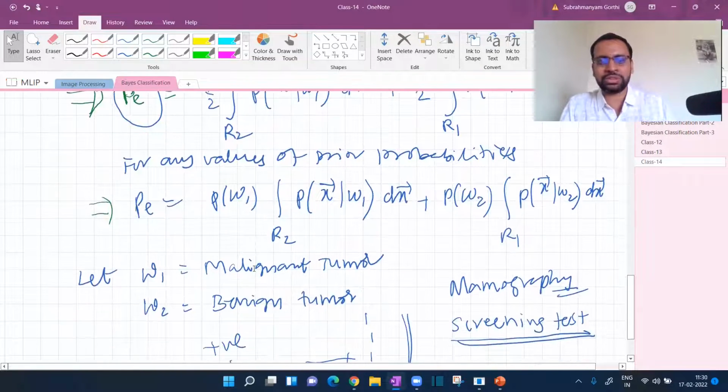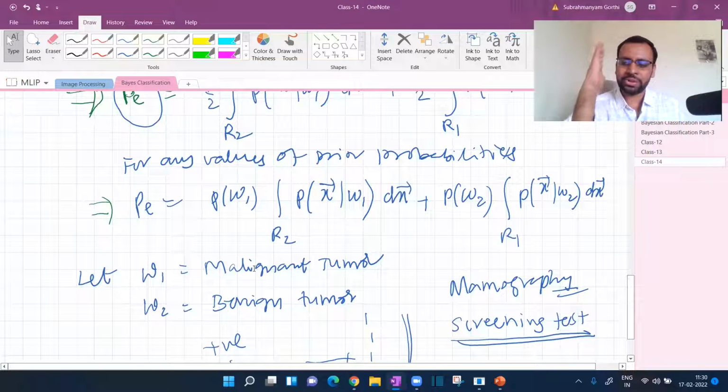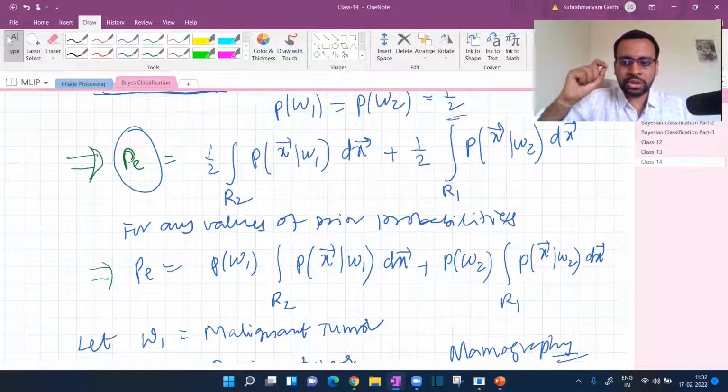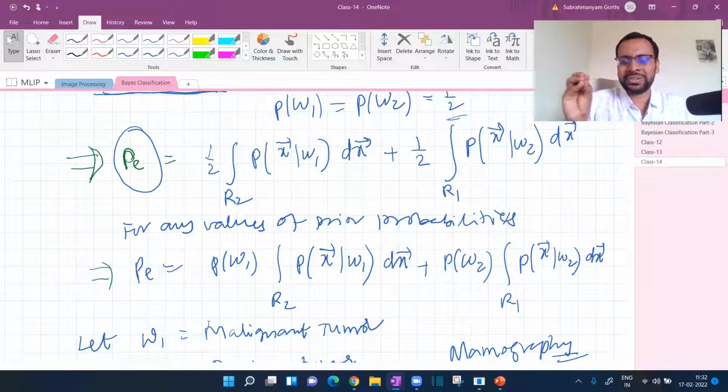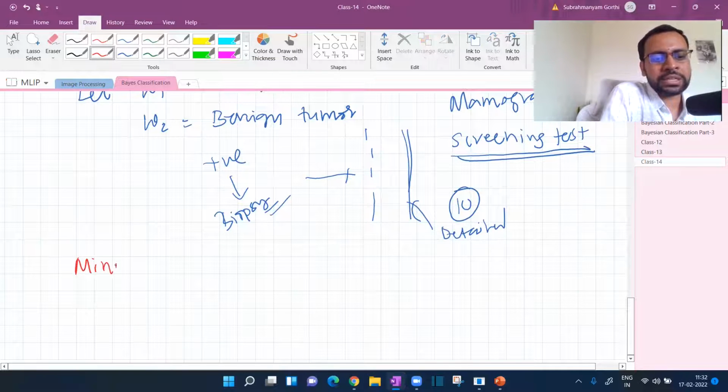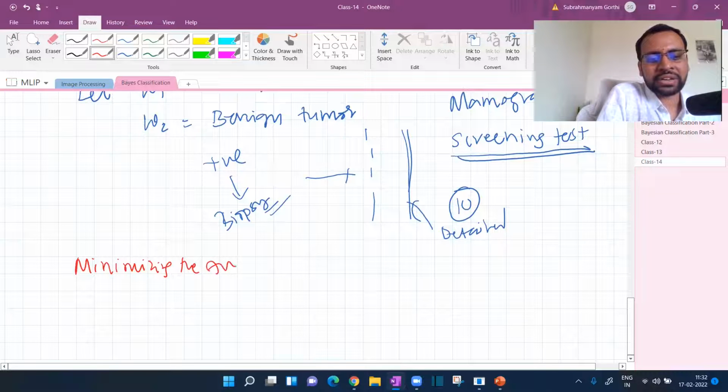I need to introduce something into this equation such that minimizing it would give me the decision boundary. See, my question is this one. Now you introduce some more parameters into this equation such that minimizing that particular equation would give me a new line or decision boundary other than X naught. Currently, if you solve it, it will give you X naught. This is called minimizing the average risk.